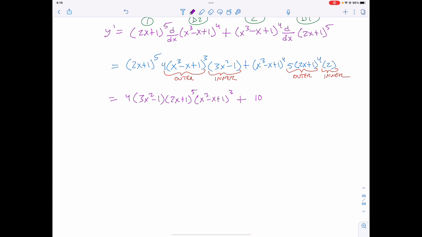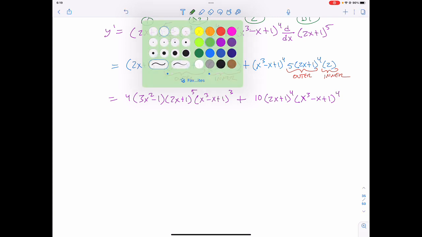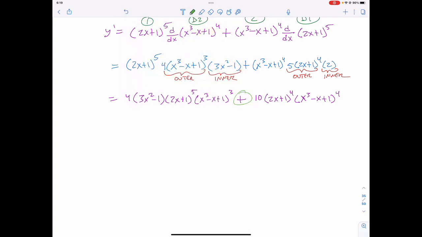plus 10, (2x plus 1) to the power of 4, and (x cubed minus x plus 1) to the power of 4. Well, I have two terms here. So I'm looking for common factors. So from the 4 and the 10, I have a common factor of 2. I have 5 (2x plus 1)s. I have 4 (2x plus 1)s. So they'll have at least 4 (2x plus 1)s.